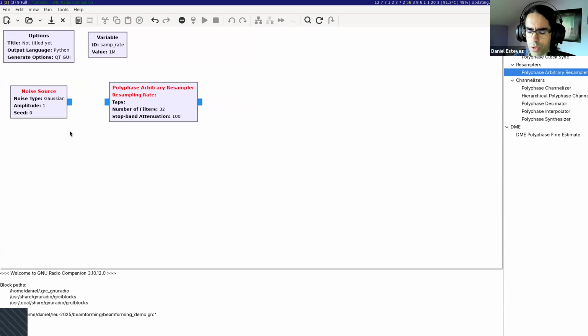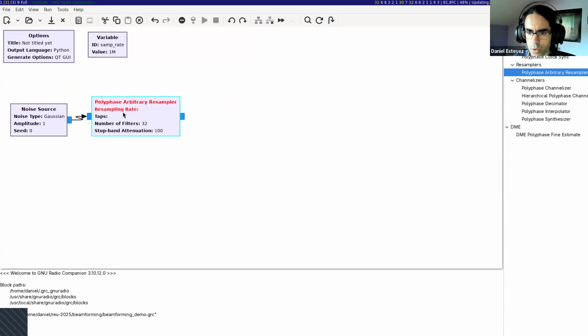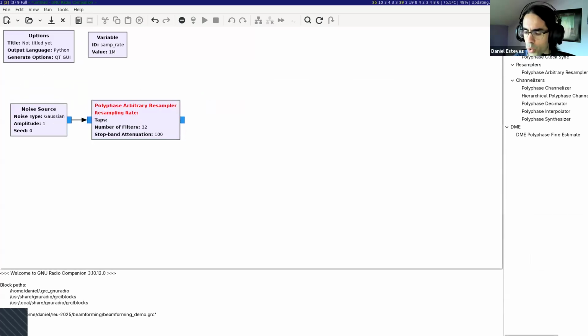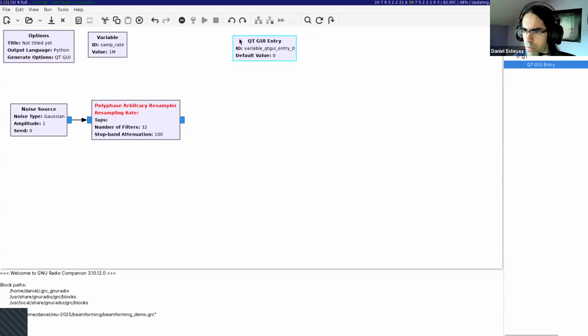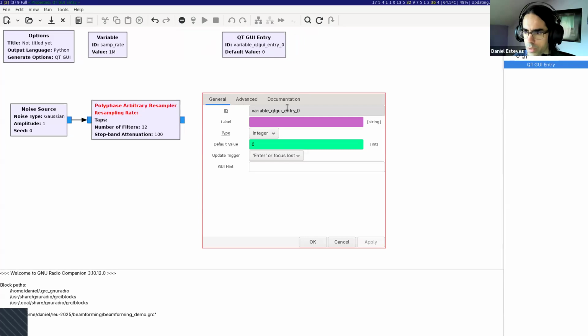Recall that a noise source is going to generate noise. And if we want the bandwidth of this noise to be smaller than the total bandwidth we have in here, we can put a polyphase arbitrary resampler and set a resampling rate which is greater than 1 and corresponds to the ratios of frequencies. So I'm going to control things with GUI entries because I want to be able to interactively play around with this and to show how different parameters affect the output.